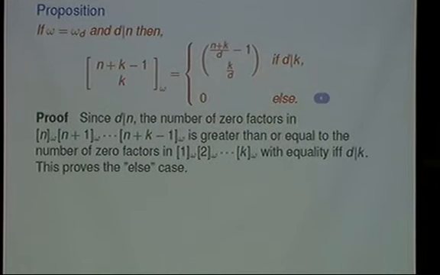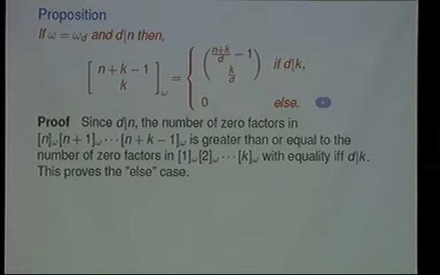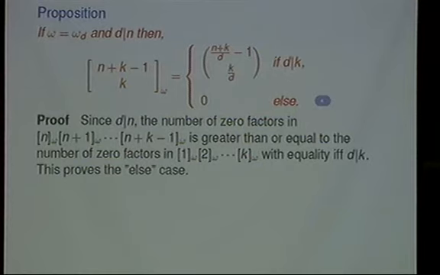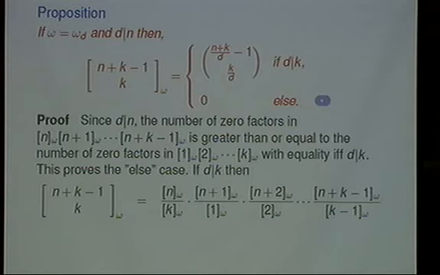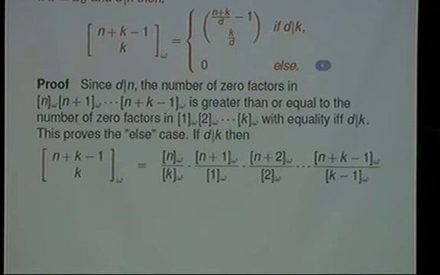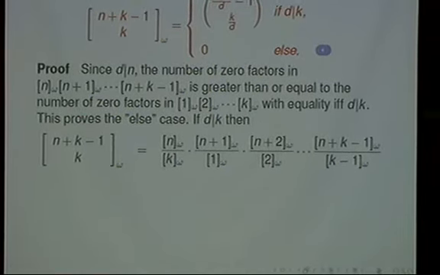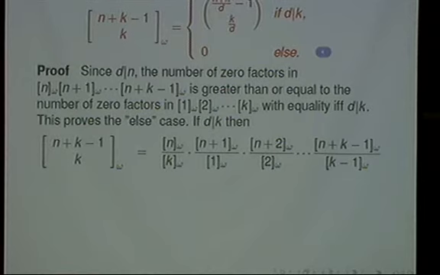The else case says that if d doesn't divide k, we get 0, and that's because we got more 0 terms in the top than we have in the bottom. What if d does divide k? Well, again, let's write out what we've got here. And I'm cheating a little bit. I'm subscripting everything with omega where I should really be taking limits. But I think you'll accept that cheat, I hope.